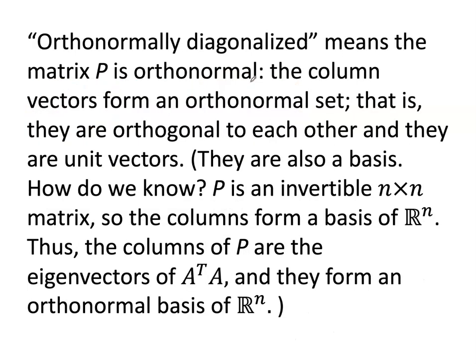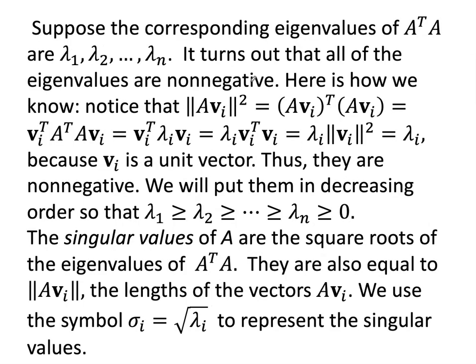Recall that orthonormally diagonalized means the matrix P is orthonormal. The column vectors form an orthonormal set. That is, they're orthogonal to each other and they are unit vectors. They're also a basis. How do we know? P is an invertible n by n matrix, so the columns form a basis of Rn. That's just one of the statements in the invertible matrix theorem, that monster theorem that had lots of equivalent statements. Thus, the columns of P are the eigenvectors of A transpose A, and they form an orthonormal basis of Rn.